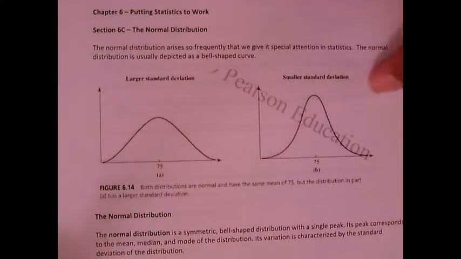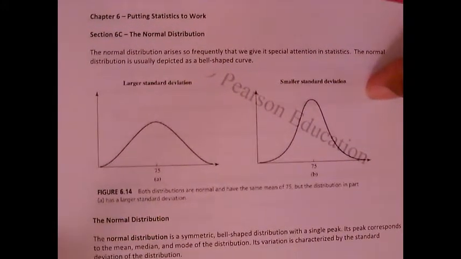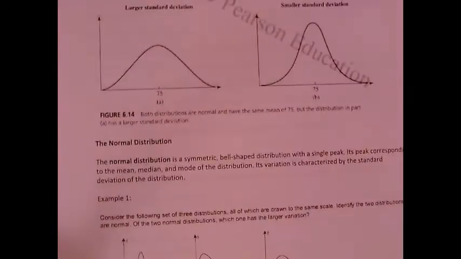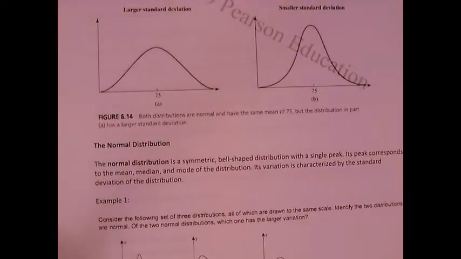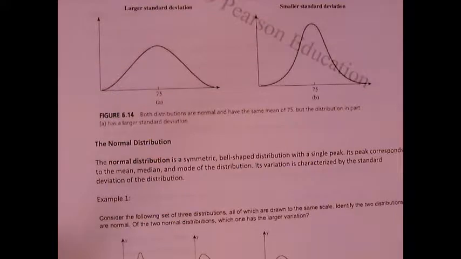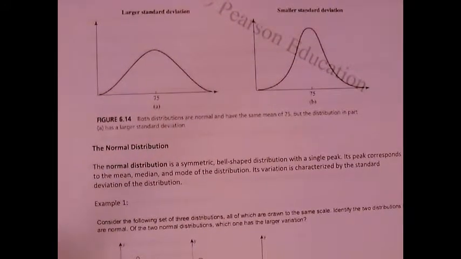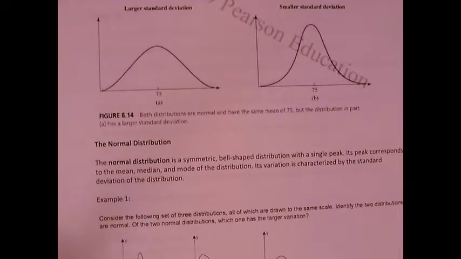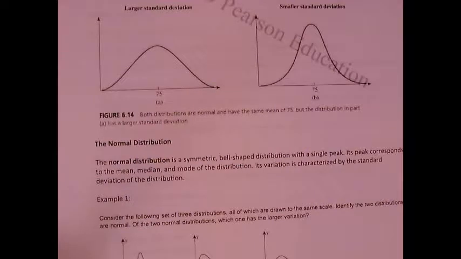Now let's talk about the normal distribution. The normal distribution is a symmetric bell-shaped distribution with a single peak. Its peak corresponds to the mean, median, and mode of the distribution. Its variation is characterized by the standard deviation of the distribution.